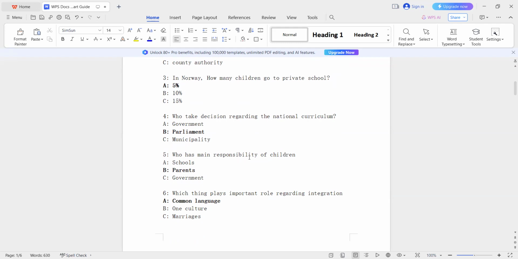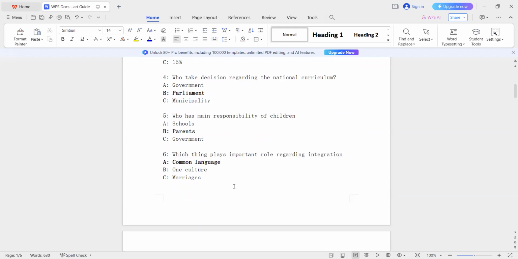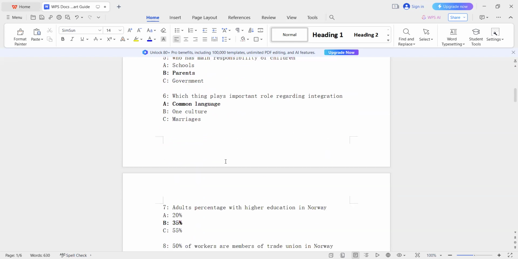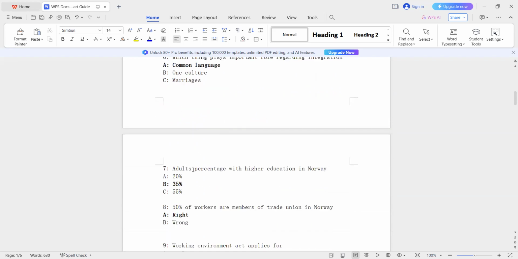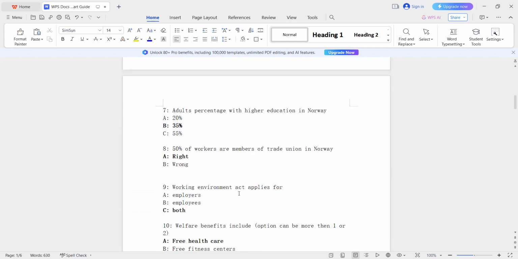Who has the main responsibility for children? That is parents. Which thing plays an important role regarding integration? So how can we involve and integrate ourselves with Norwegian society? That is language, one of the most important things. The percentage of adults with higher education in Norway is 35%. 50% of workers are members of a trade union in Norway. That is right. The Working Environment Act applies for both.